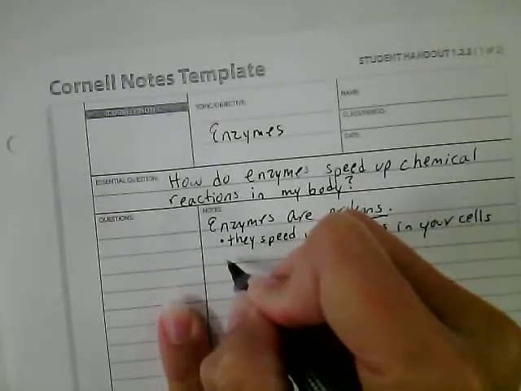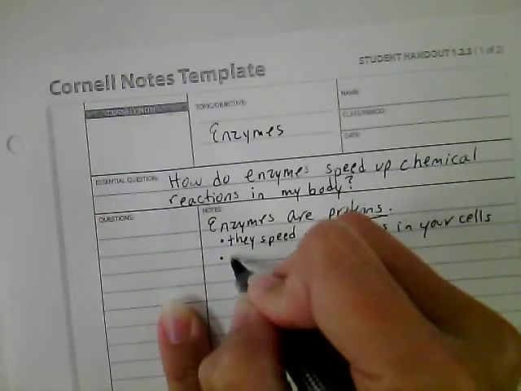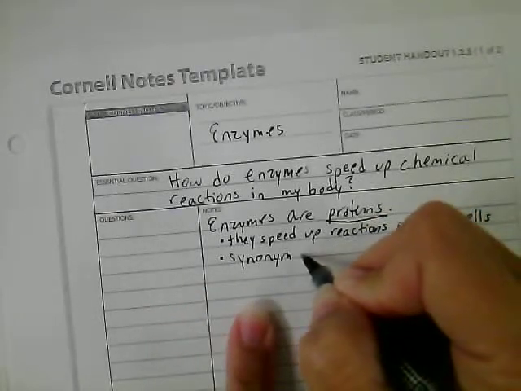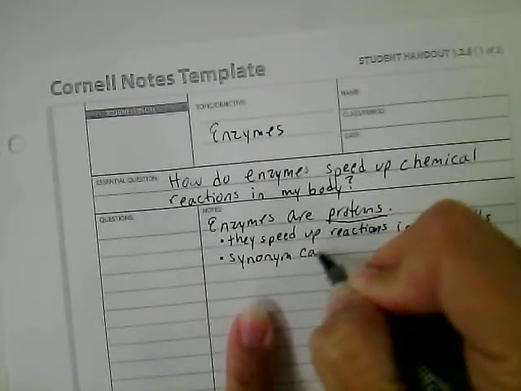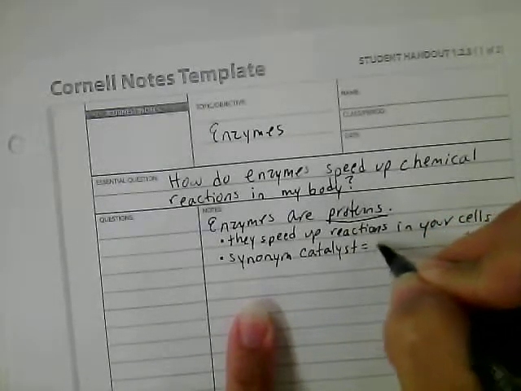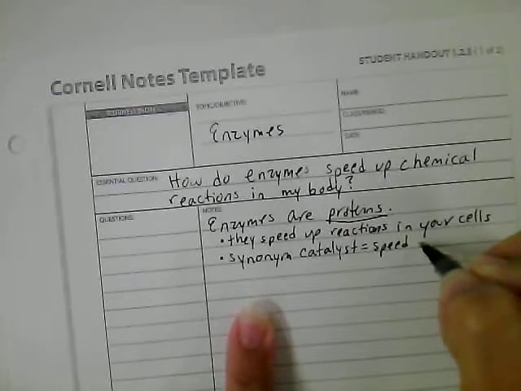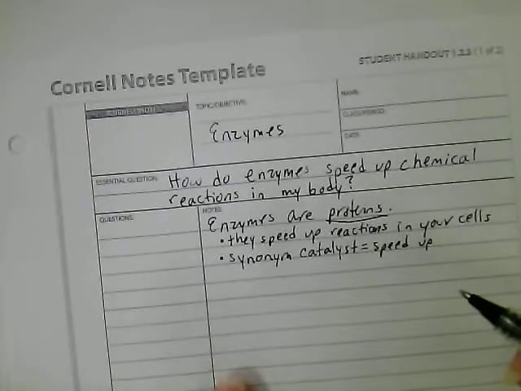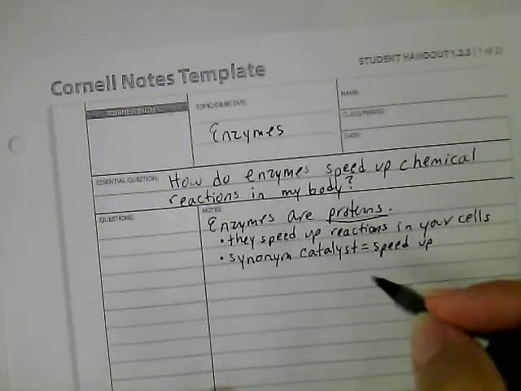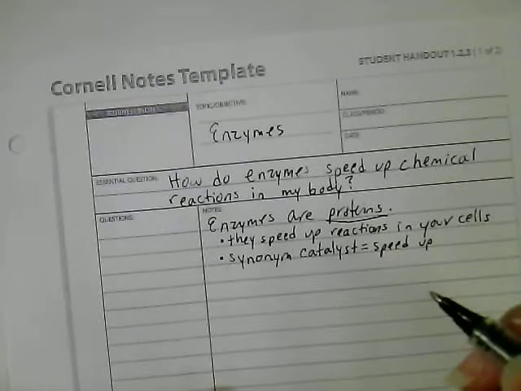Okay, another thing, what they are, there's a synonym. A synonym for an enzyme is a catalyst. Okay, catalyst means to speed up. You can use this in the everyday language as well. For example, the catalyst that broke up the boyfriend and girlfriend was another hot girl. So that's what the definition of catalyst actually means. It's something that speeds up a reaction. Okay?